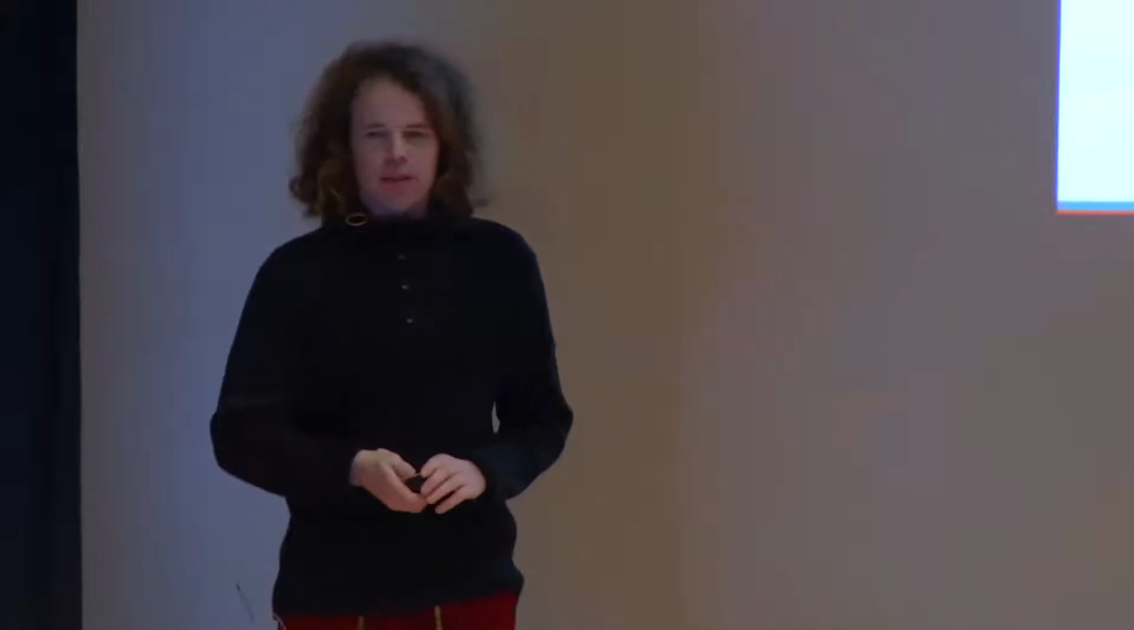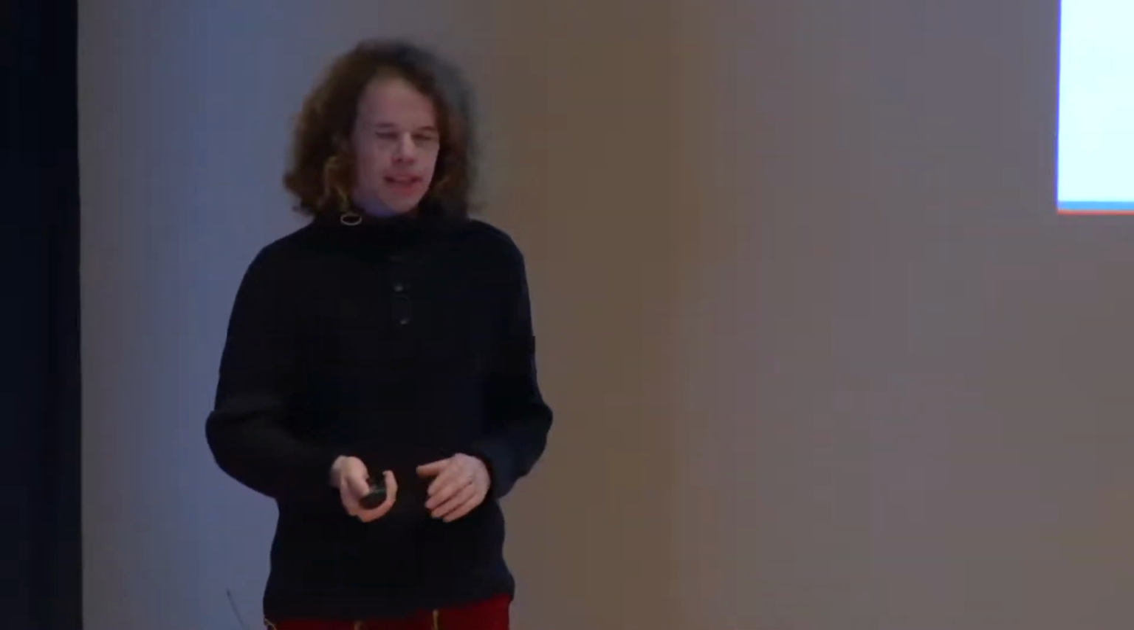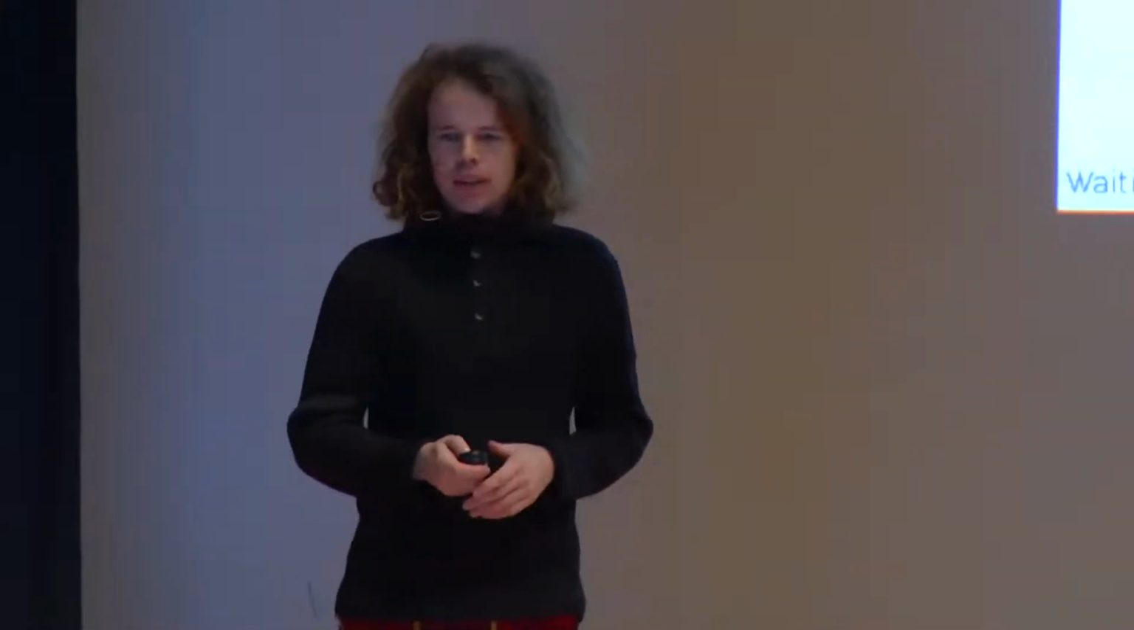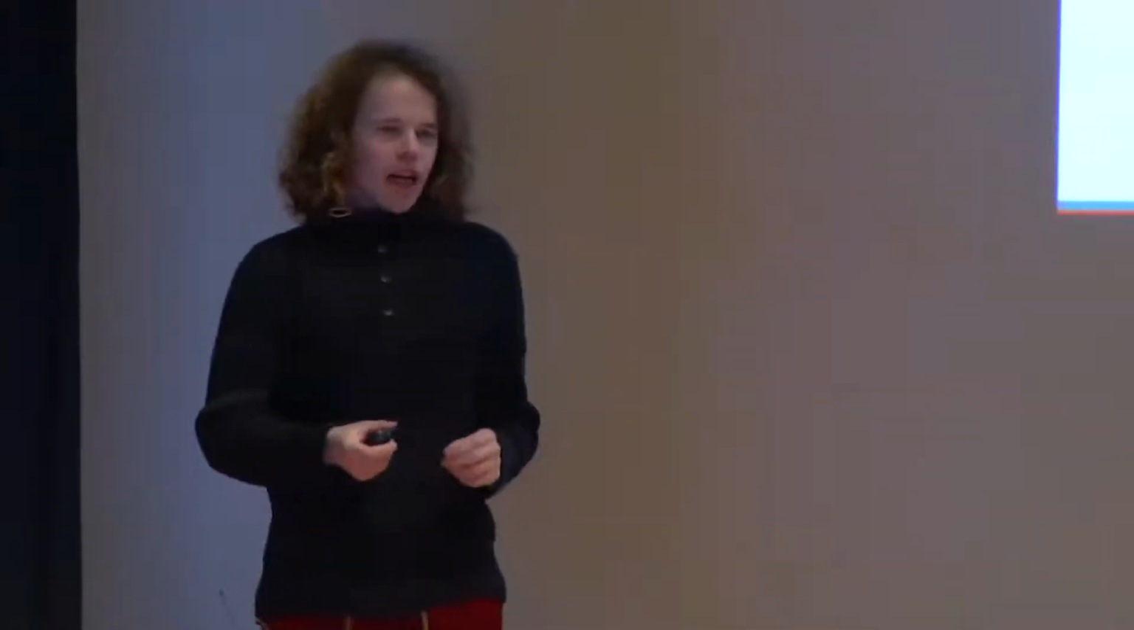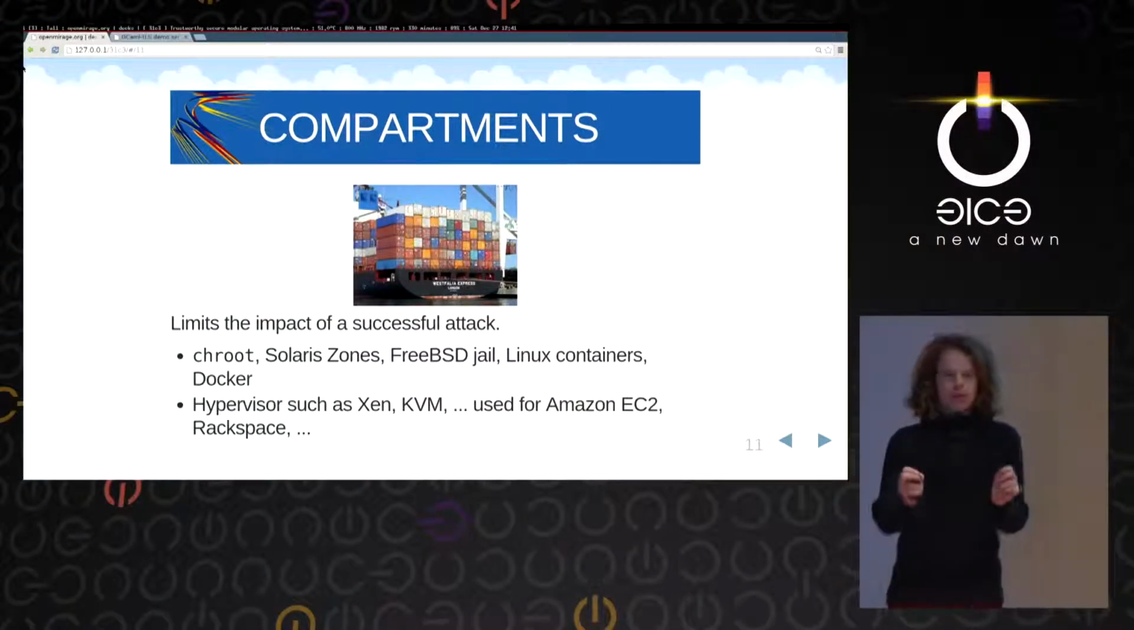So what can we do? I'm here to propose how to minimize the trusted computing base, or how to get a small trusted computing base. And what are the different approaches we have seen in the past? Well, one of the popular approaches is compartmentalization, to just build compartments. And that actually helps: if there is a successful attack, the impact is small.